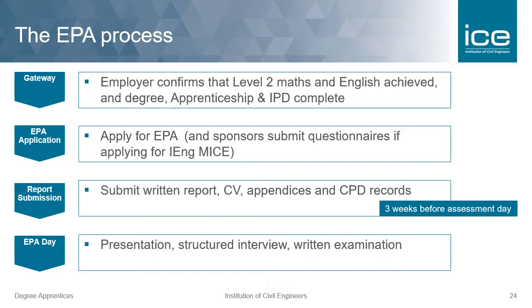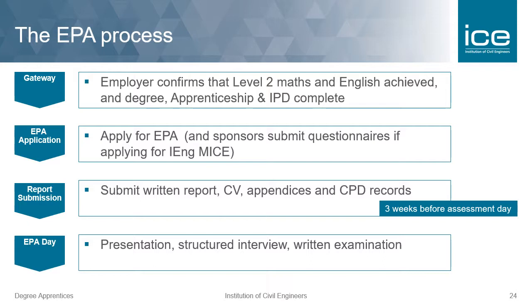Firstly, your employer will need to confirm that you have completed your apprenticeship and that you've achieved the required level of maths and English. This means your employer must be happy that you've completed all of your knowledge, skills and behaviours, that you've achieved your degree and that you have completed your IPD. This is the formal training with ICE that we discussed earlier.